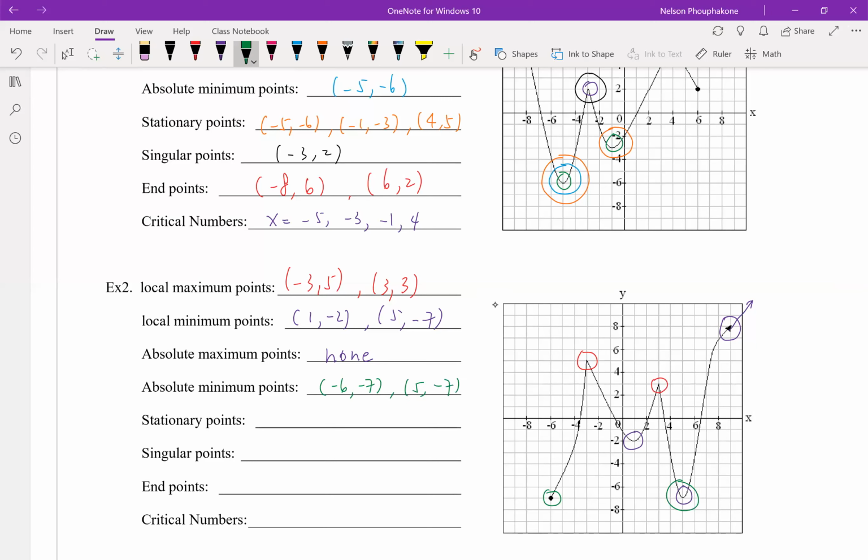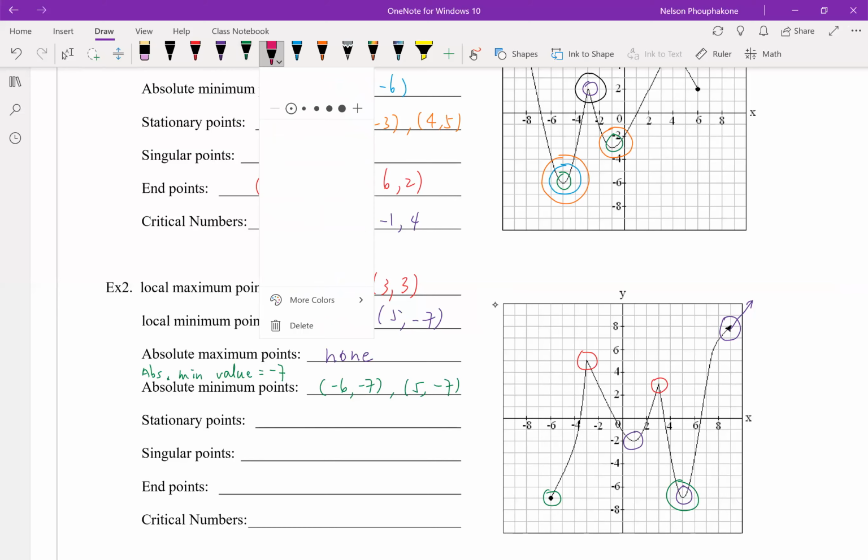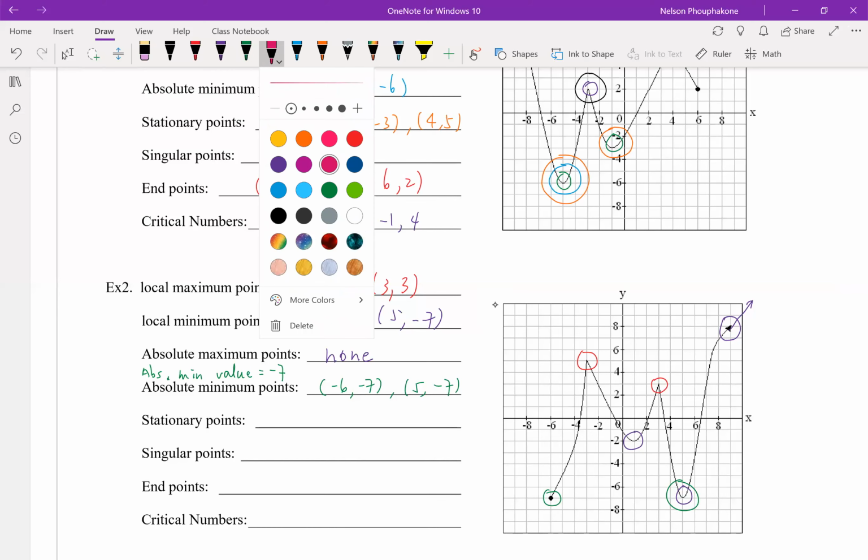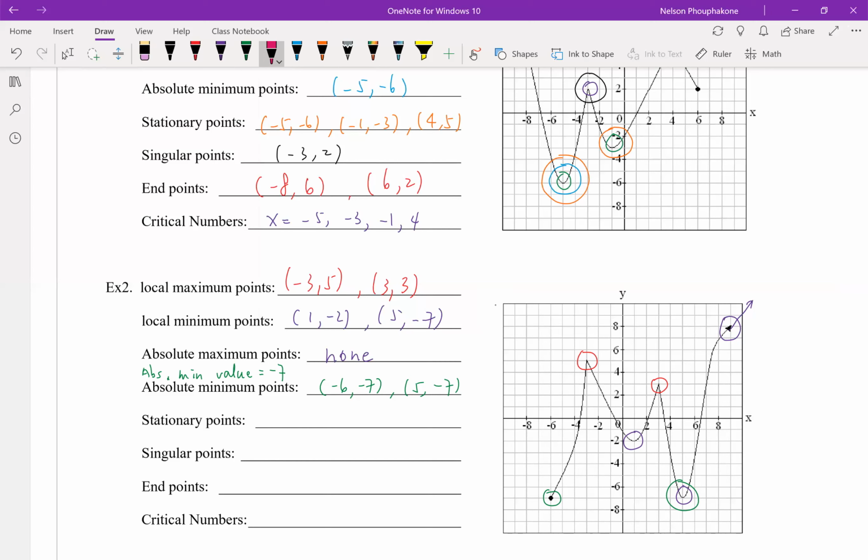Okay. Oh, by the way, if I ask you to find the absolute minimum values, then in this case, it is -7, okay? Now remember, if the problem asks you to find the minimum values or maximum values, basically just the y, okay? Then now the next one is the stationary, right? Okay, so in this case, the stationary will be this one and this one.